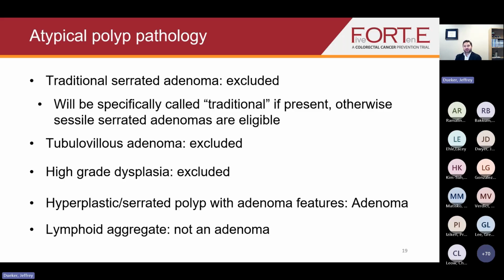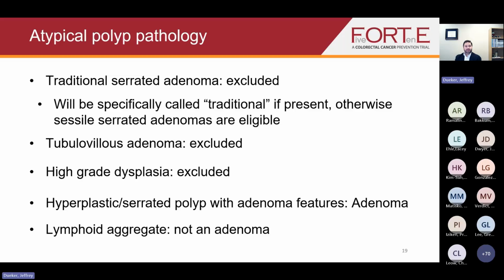We talked about this. Tubulovillous adenomas are excluded. You probably won't see a ton of them because the incidence of tubulovillous features in a polyp that's less than 10 millimeters is very low. Same thing with high-grade dysplasia. Those are excluded, but they're very unlikely.